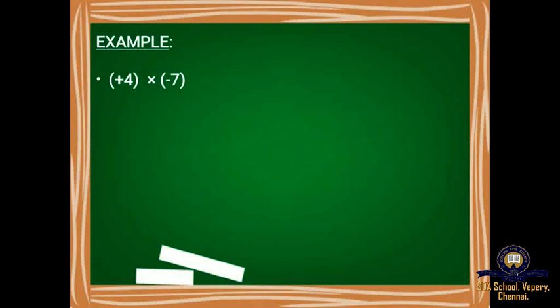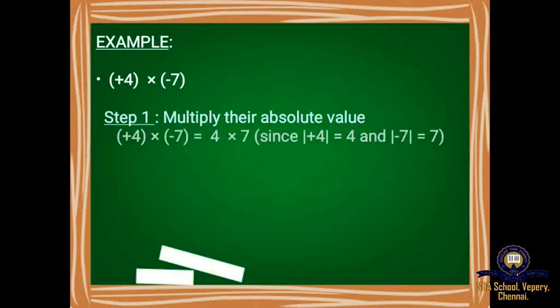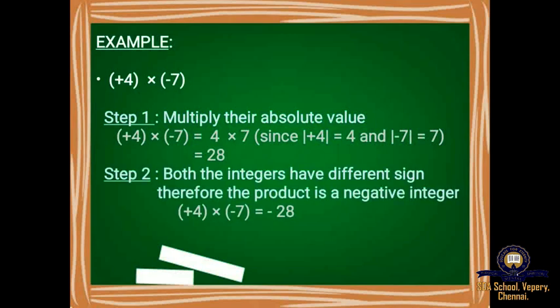Example, plus 4 into minus 7. Here both the integers have different signs. First we have to multiply their absolute values. Plus 4 into minus 7 is equal to 4 into 7, since the absolute value of plus 4 is 4 and the absolute value of minus 7 is 7. 4 into 7 is equal to 28. Next we have to determine the sign. Both the integers have different signs. Therefore, the product is a negative integer. Plus 4 into minus 7 is equal to minus 28, since both the integers have different signs.